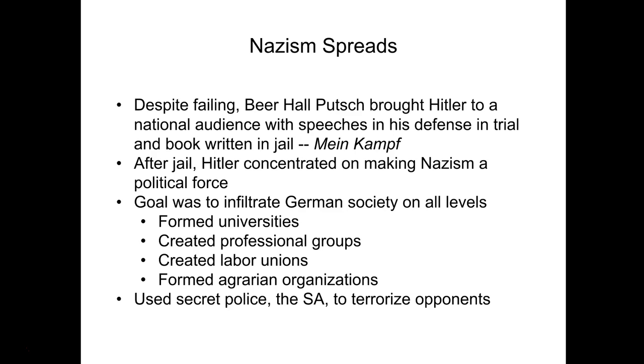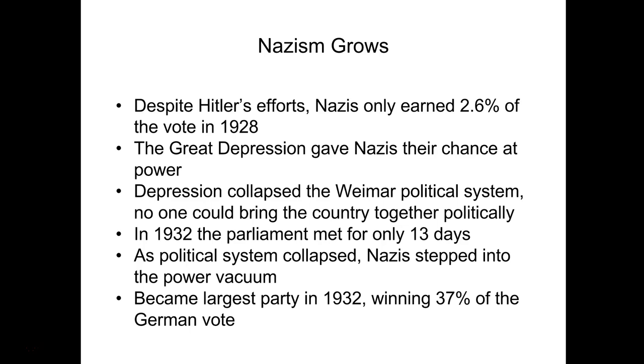And so this is the growth of Nazism. Despite all these efforts, the Nazi Party remains relatively small, but they do earn about 2.5% of the vote in 1928, which isn't anything to scoff at. The way the German system worked, you get proportional representation, so they had about 2.5% of the representatives in the Reichstag, the Parliament.